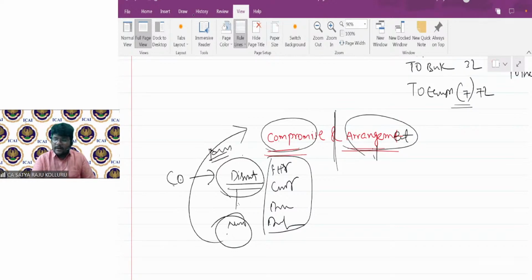In case of arrangement also, negotiations will be there, but there is no dispute. So once the terms and conditions are discussed among the parties, and both the parties agree to such terms and conditions, then we can simply term it as arrangement.